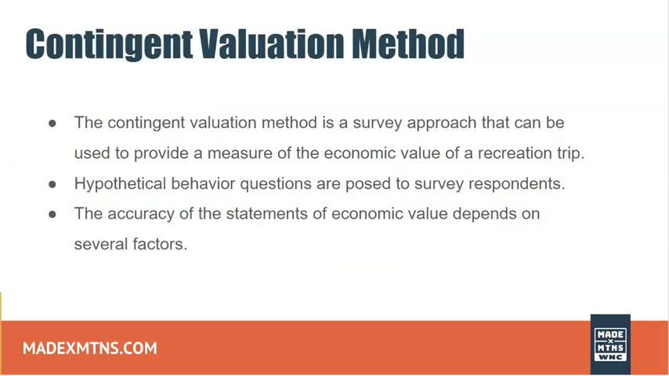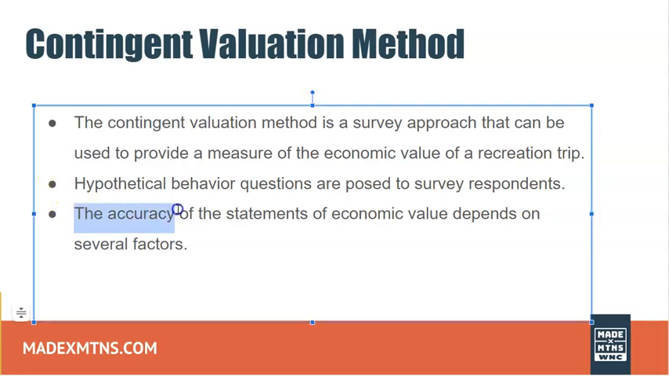Okay, so what we're going to be trying to do with this contingent valuation method is estimate the economic value of a recreation trip. And what you do is you ask survey participants hypothetical questions about their recreation behavior. And then because we are asking hypotheticals, we need to worry about the accuracy of these statements.